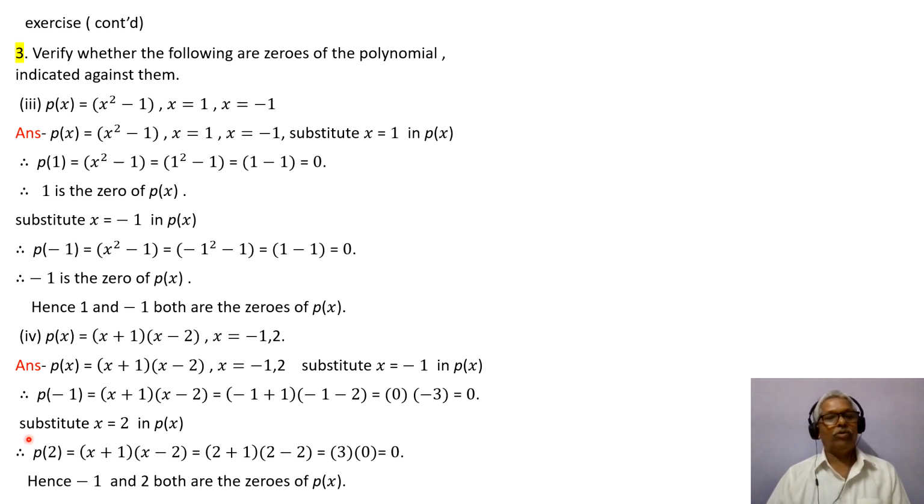So we are doing for the second one, x equal to 2 in p(x). So p of 2 is equal to here 2 plus 1 and 2 minus 2. Okay, so this is 3 into 0, which is again 0. Both the values we are getting 0. Hence minus 1 and 2 are the zeros of p(x). Okay, so it has become very simple now.